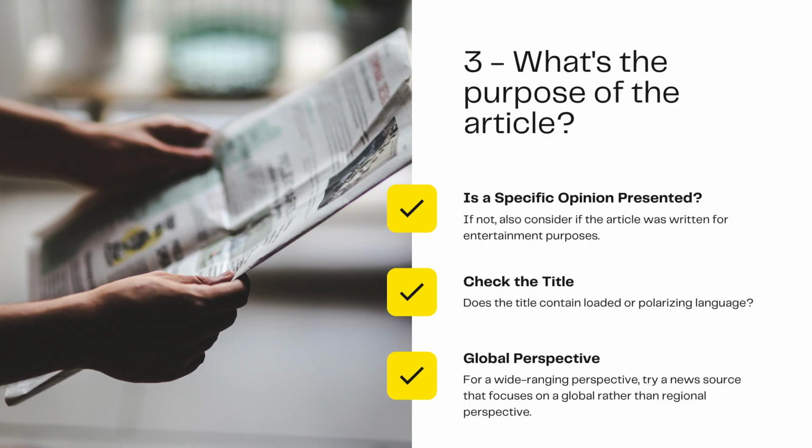Next, ask yourself, what is the purpose of this article? Can you tell if a specific opinion is being presented? Is it only for entertainment? Usually the title will have some hints about the purpose of the article. Notice if it uses loaded language that creates a polarizing response or creates an emotional charge. Look for a similar story, but from a global perspective to see how it's viewed outside your community.